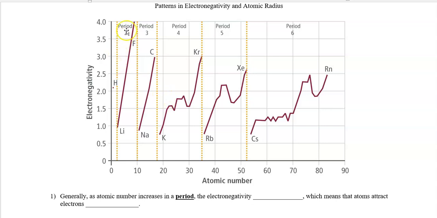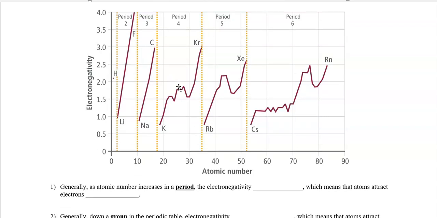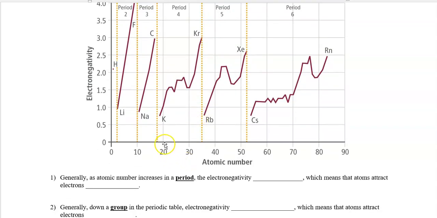Notice the periods are labeled here. They have period 2, 3, 4, 5, 6. Period 1 is only 2 elements, so you barely see it. But you can look at some patterns in period 2 through 3, 4, 5, and 6. So what happens to the electronegativity and what happens in a group? So periods are easy. How do you find the groups here?